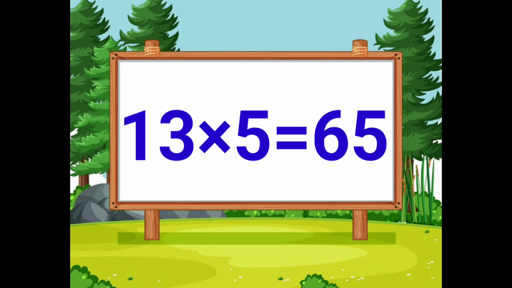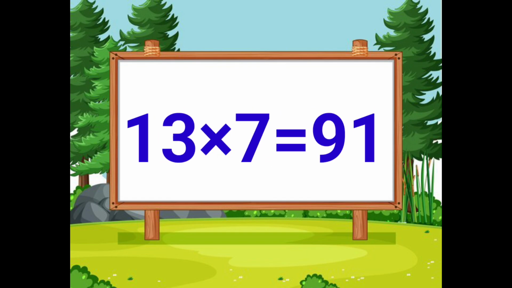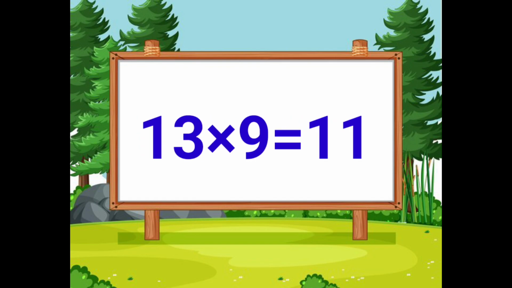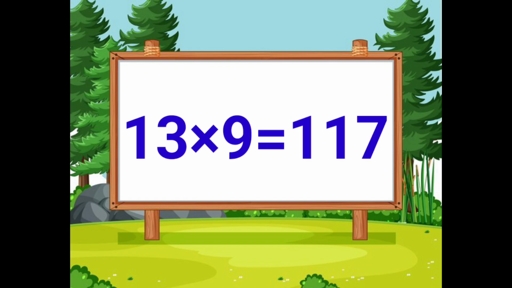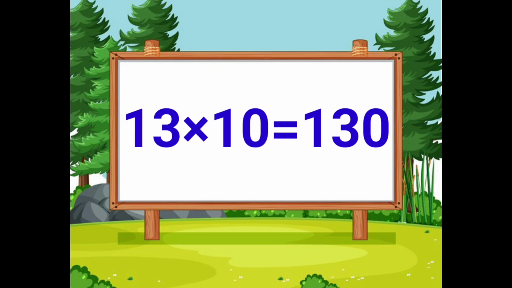13 fives are 65. 13 sixes are 78. 13 sevens are 91. 13 eights are 104. 13 nines are 117. 13 tens are 130.